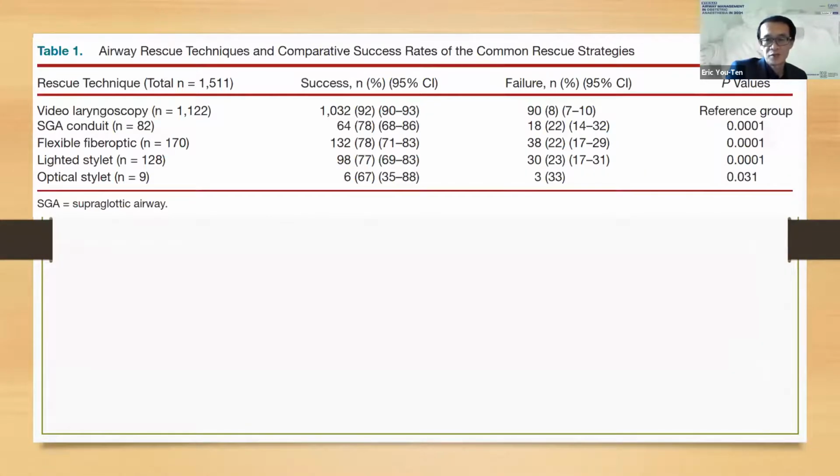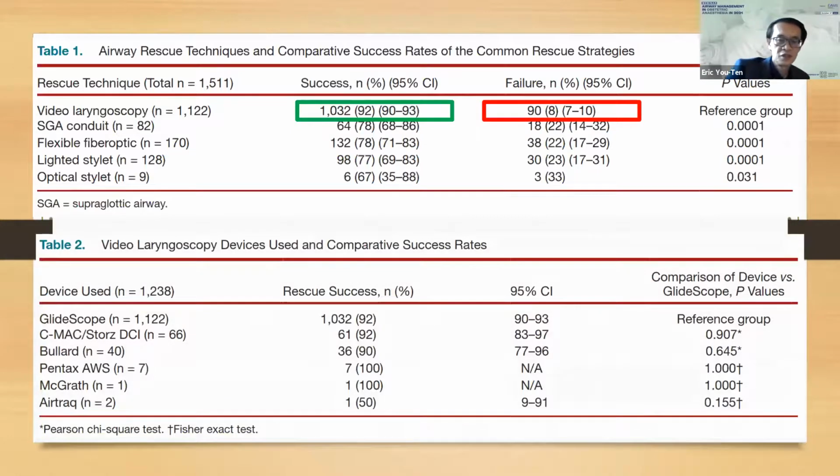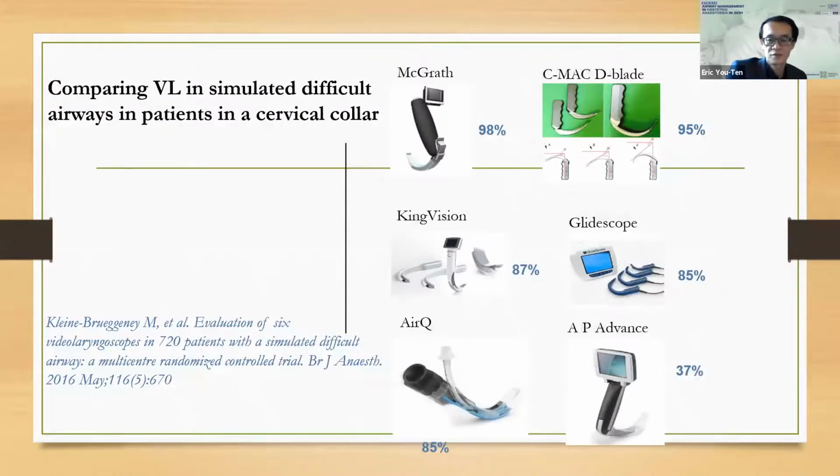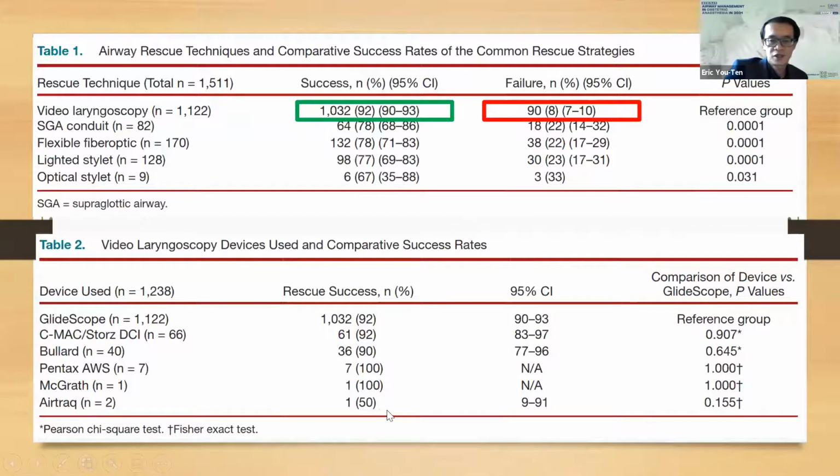Again, from that paper, you can see that the video laryngoscopy had the highest success rate of 92%. The failure rate was the lowest at 8%. And with the different types of GlideScope, they all had pretty high success rates, except for the Airtraq. In this case, there were only 2 attempts, and they had 1 out of 2, which is 50%.